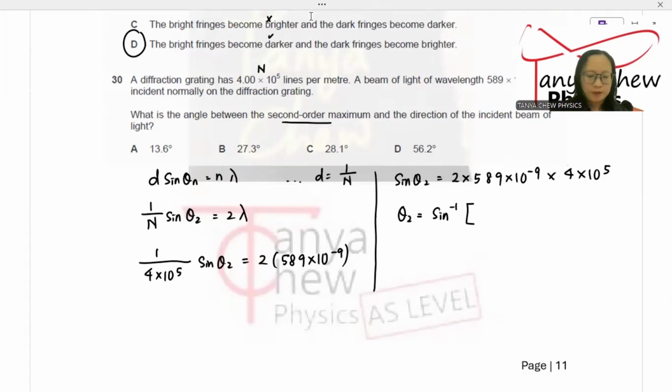So let me multiply 2 times 589 times 10 to the power negative 9 multiplies by 4 times 10 to the power of 5. And I got 0.4712. So you shift the sine, you will get 28.1 degrees. So the answer is C.